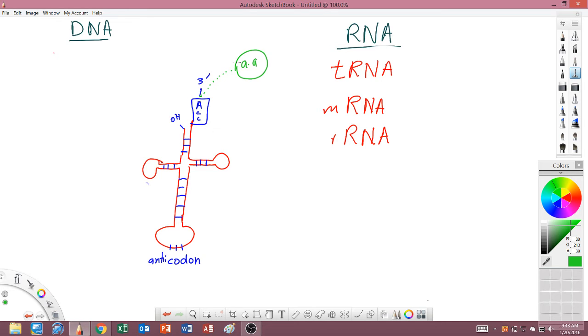It looks like a T. It has 3 loops. The second loop, the middle loop, the bottom loop is the anticodon. The other 2 loops are for stability.